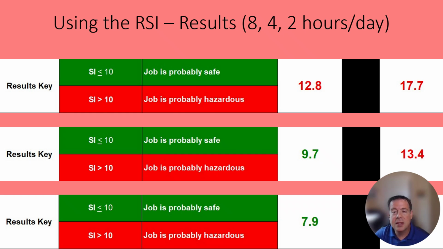In reality, for this job they actually only worked 2 hours a day, because using an arm and lifting and pulling, that's a long day for 8 hours. At 8 hours, you could see they're in the hazard zone at 12.8. Remember, anything above a 10 is hazardous. If it was 4 hours, it's nudging up against that at 9.7. 2 hours is really what the workers were doing, and that's at 7.9.